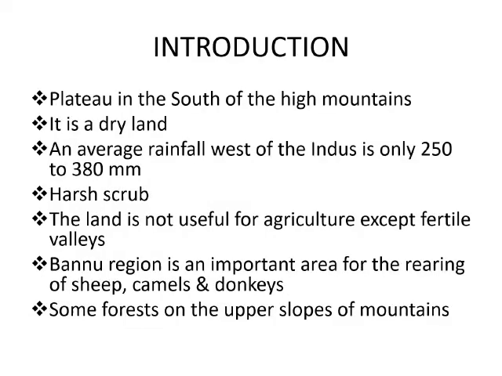Dear students, there is a plateau that stretches across Pakistan in the south of high mountains. Much of this is dry land with an average rainfall west of the river Indus of 250 to 380 mm. Only hard scrub can grow there. The land is not useful for agriculture except in fertile valleys. Bannu region is even less, but this is an important area for the rearing of sheep, camels, and donkeys. There are some forests on the upper slopes of western mountains. East of the river Indus lie the Potwar Plateau and the Salt Range.